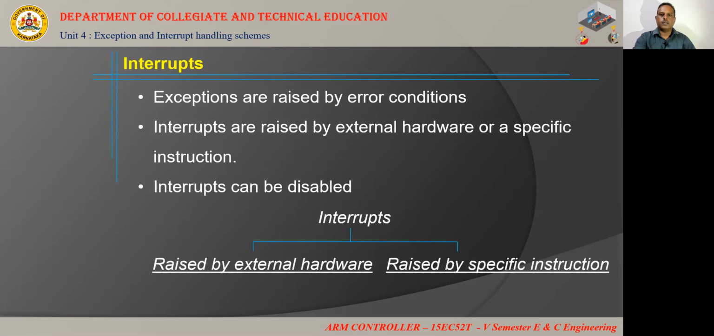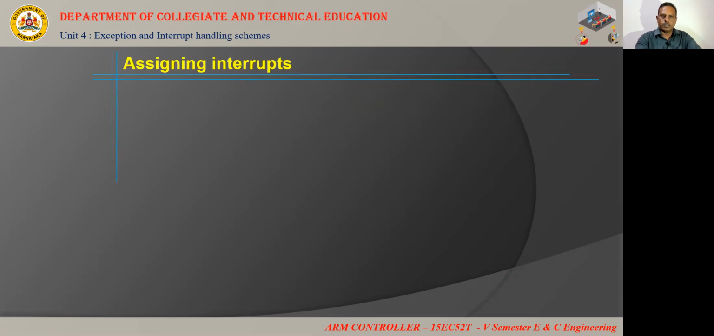And interrupts are classified into two categories, based on the source. Interrupts may be raised by external hardware, and interrupts may be raised by a specific instruction called SWI instruction. So the interrupts which are raised by external hardware are IRQ and FIQ interrupts, and the interrupt raised by a specific instruction is the SWI interrupt or SWI interrupt instruction. And this is about interrupts.